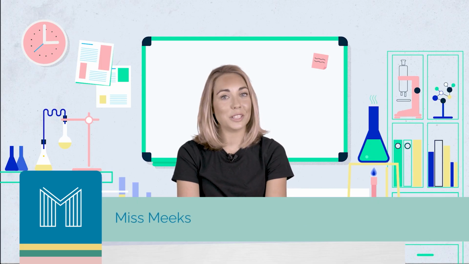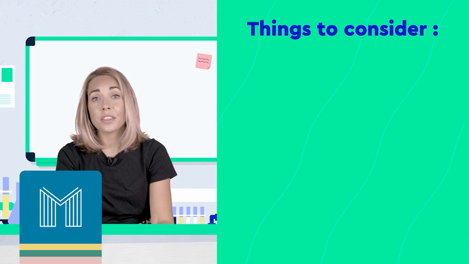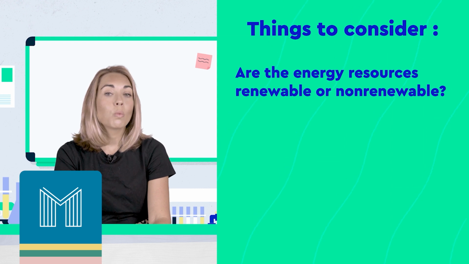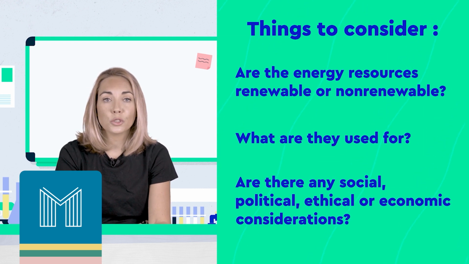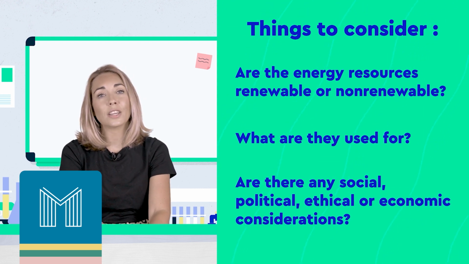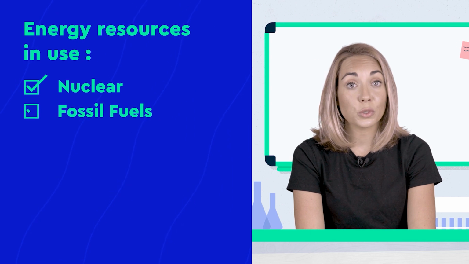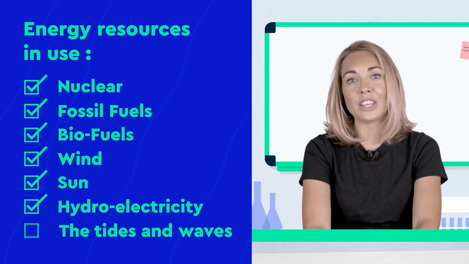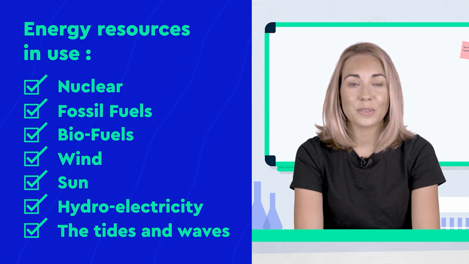Looking at energy resources, you need to be able to compare the current energy resources we use. You will need to consider whether the energy resources are renewable or non-renewable, what they're used for, and any social, political, ethical, or economic considerations. The current energy resources in use are nuclear, fossil fuels, biofuels, wind, sun, hydroelectricity, the tides, and waves.